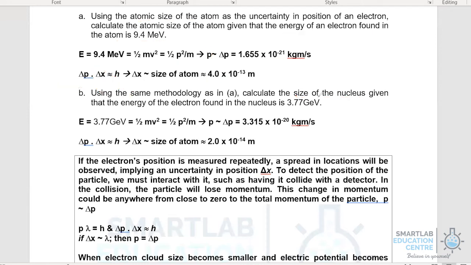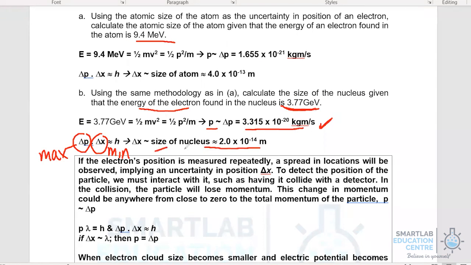In the case of the nucleus, we'll be doing exactly the same calculations. The energy of the electron found in the nucleus is 3.77 giga electron volt, which is significantly higher than your 9.4 MeV. So you can see that the momentum of the electron is now of a higher value. We can now assume that the maximum change of the momentum is this value. Therefore, we can locate the position of the electron with a precision of change in x, and change in x is 2 times 10 to the power minus 14 meter. So that is actually the estimated size of the nucleus.